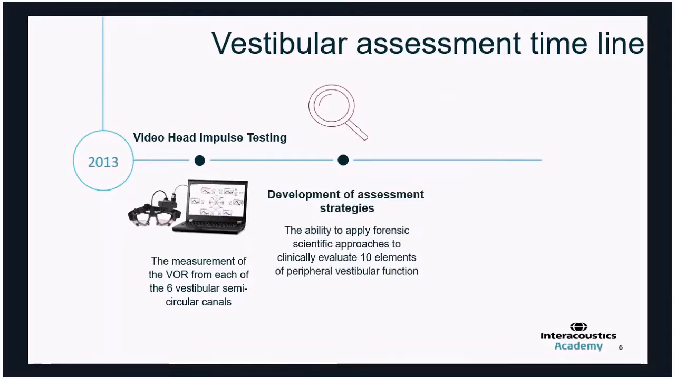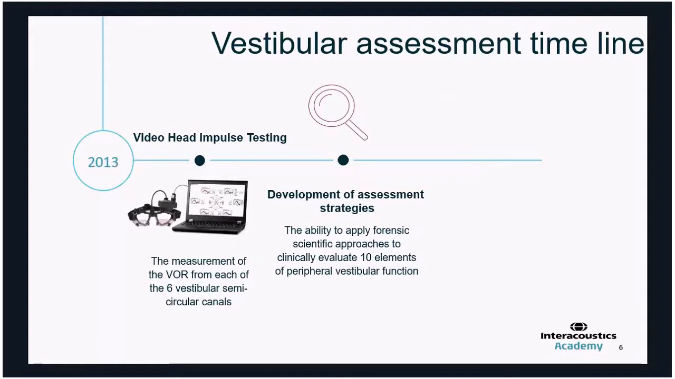Along with all of these new developments, we had to then change some of our thinking, because as new evidence becomes available to us, new scientific approaches, we could easily say we have 10 elements of peripheral vestibular function that we can examine, which up until relatively recently was a lot more difficult to ascertain.